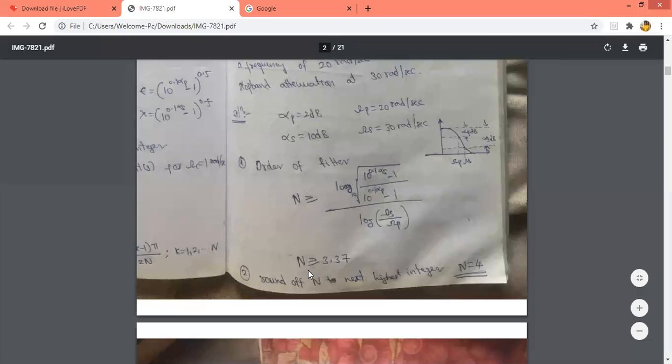Then we got n equal to 3.37. What is our next step? The n value should be rounded to the next integer. So the n value 3.37 you got, you have to round it to the next integer. So n is 4.